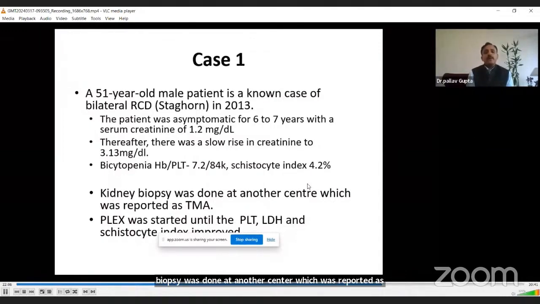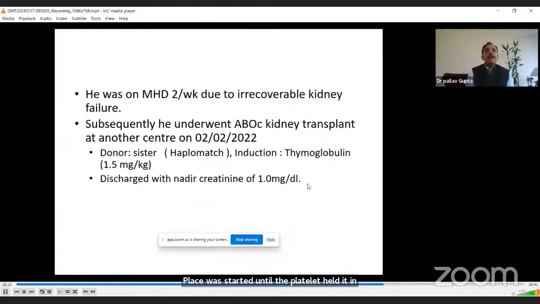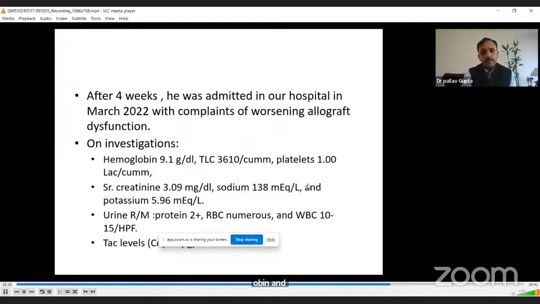Plex was started until the platelet, LDH, and schistocyte index improved. And he was on maintenance hemodialysis twice a week due to the irrecoverable kidney failure. Subsequently, he underwent an ABO-compatible kidney transplant at another center in February 2022. The donor was his sister, and induction was with thymoglobulin, and the patient was discharged with a creatinine of 1 milligram per deciliter. After 4 weeks, he was admitted to our hospital in March 2022 with complaints of worsening allograft function.